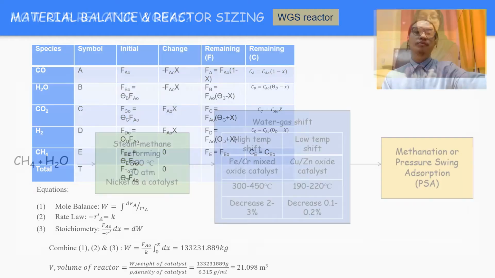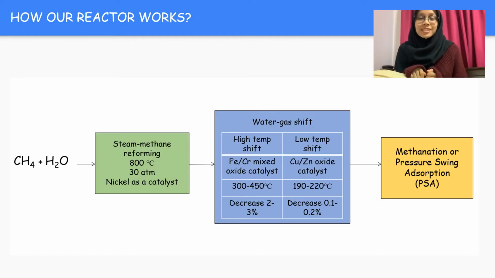Hi, my name is Nurul, and today I'll be explaining how our design reactor works. The conventional SMR process used in industries consists of two main steps. The first step is SMR, steam methane reforming reaction, and the second is WGS, which is the water gas shift reaction. In the first step, the endothermic SMR reaction takes place at a high temperature of 800 degrees Celsius and medium pressure of 30 atm, which produces carbon monoxide and hydrogen.